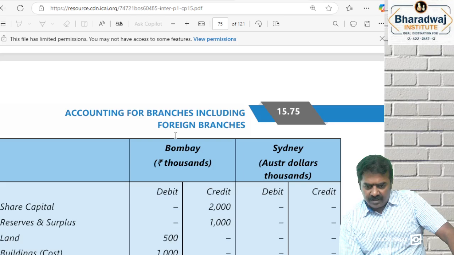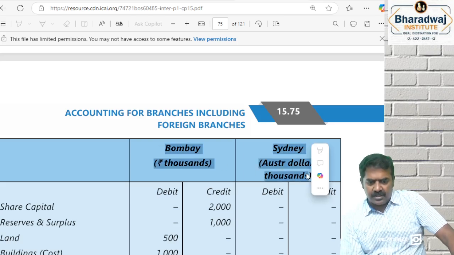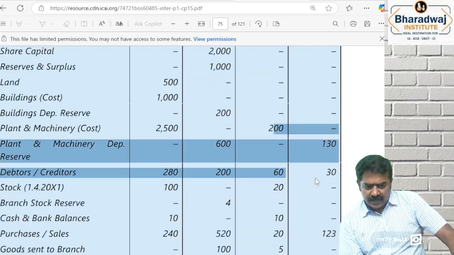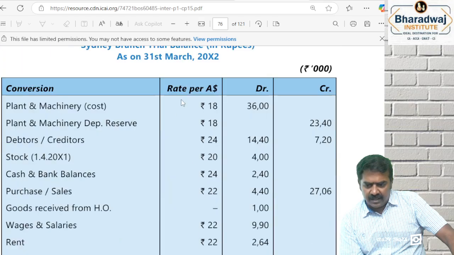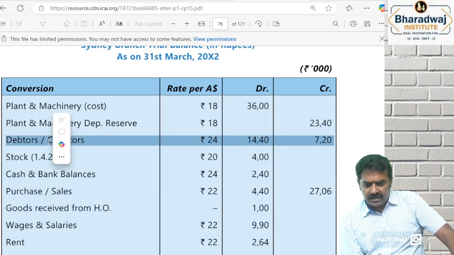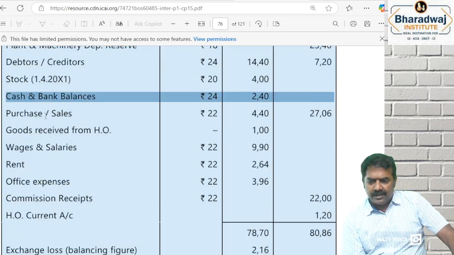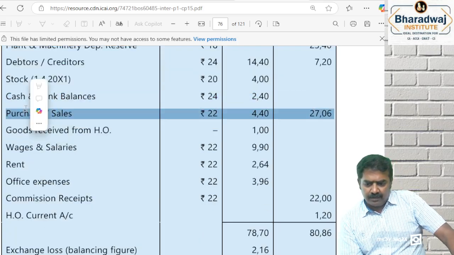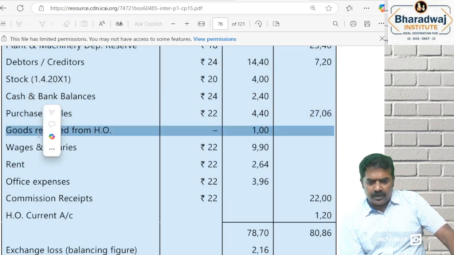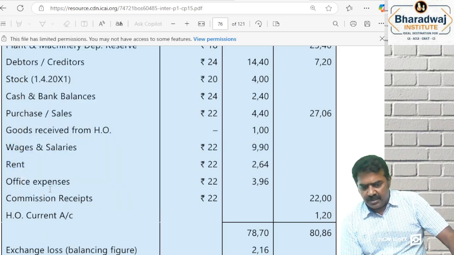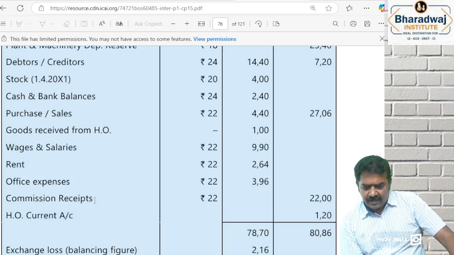And even this question with the Bombay and Sydney branch, in our regular class we have done this, you must go through that. Clear? So with these values you have to prepare the converted trial balance: machinery at historical cost, depreciation at historical cost, debtors and creditors at closing rate. Opening stock, opening rate. Closing bank balance, closing rate. Purchase and sales, average rate. Goods from head office, actual value. Wages, rent, office expenses, commission, receipts, all at average rate. Head office current account we will take at closing rate.